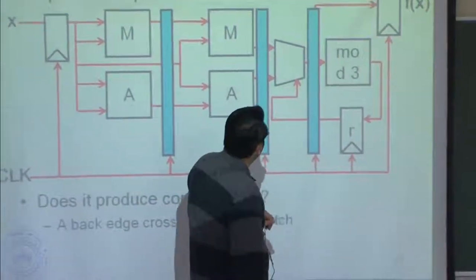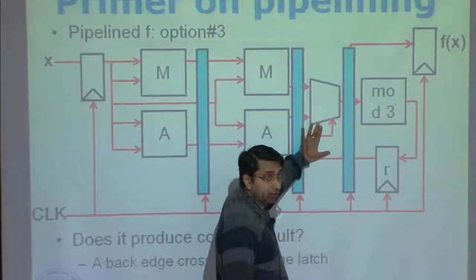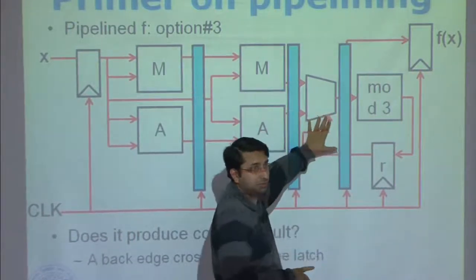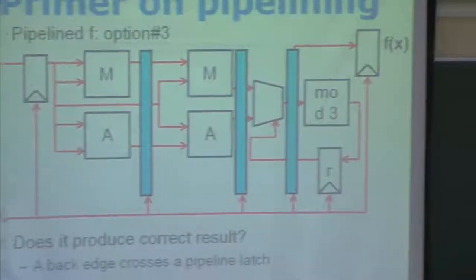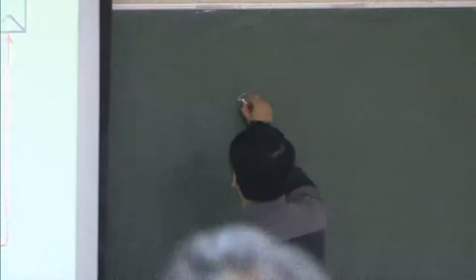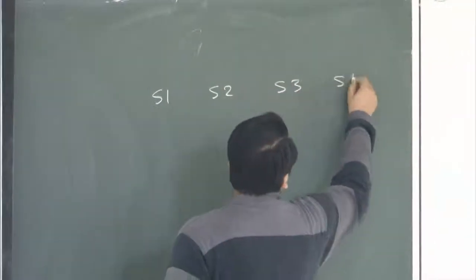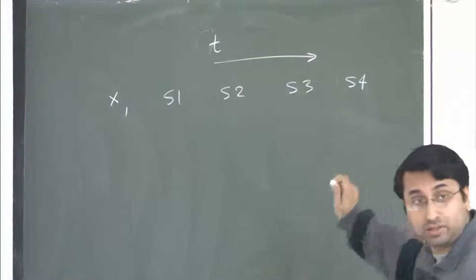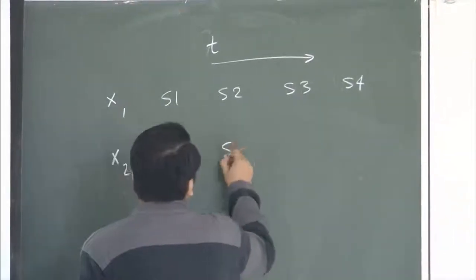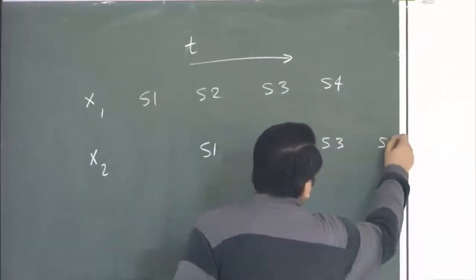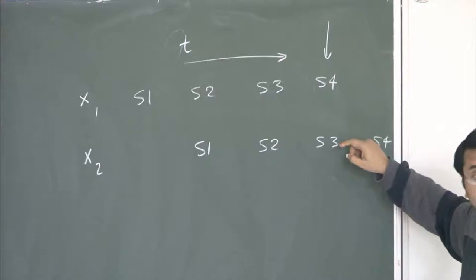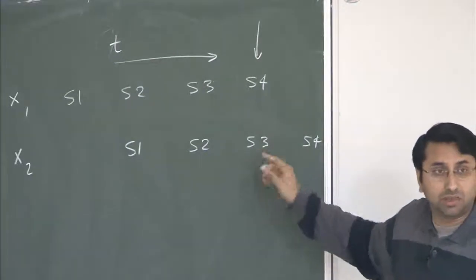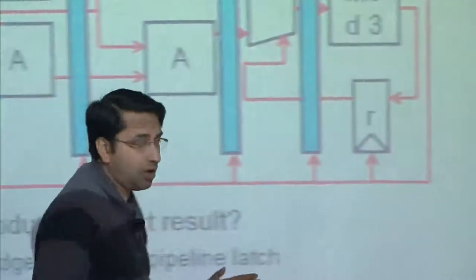Essentially, in this case, you need a value of R in a particular cycle when it is being computed. In the same cycle it is being computed and you also need the value. That's impossible. If you draw the pipeline diagram that we did last time, in this case we have four stages. Time goes in this direction. This is, let's say, x1, doing this. For x2, in this particular cycle, S4 is computing R for x1, and that R is needed exactly in the same cycle, which is not possible. So these hazards are not easy to resolve.